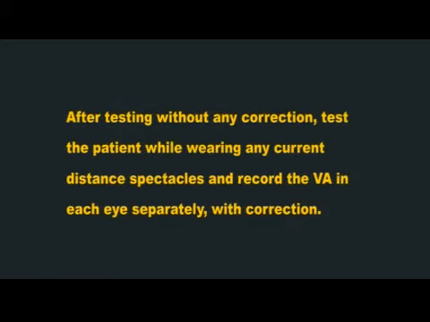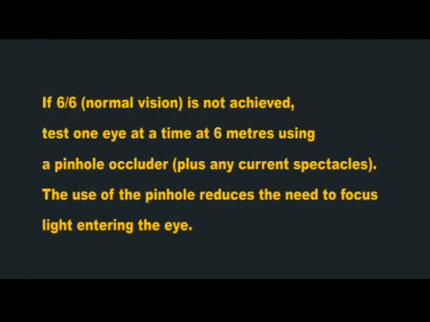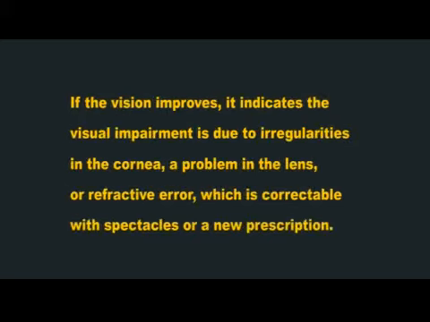After testing without any correction, test the patient while wearing any current distance spectacles and record the visual acuity in each eye separately with correction. If 6 by 6, that is normal vision, is not achieved, test one eye at a time at 6 meters using a pinhole occluder. The use of the pinhole reduces the need to focus light entering the eye. If the vision improves, it indicates the visual impairment is due to irregularities in the cornea, a problem in the lens or refractive error, which is correctable with spectacles or a new prescription.